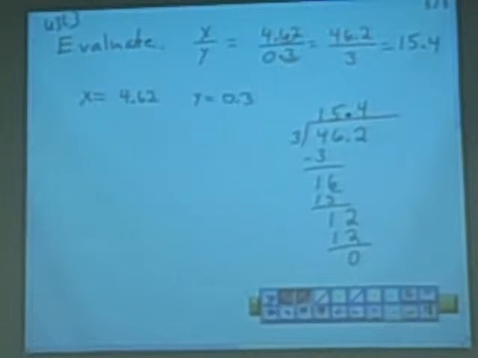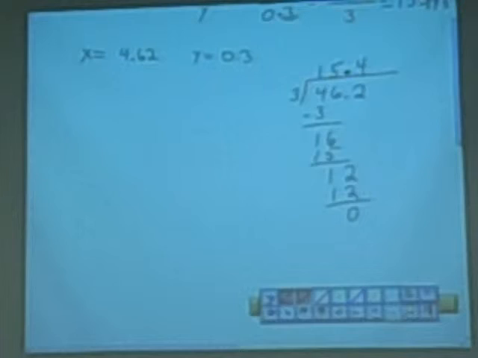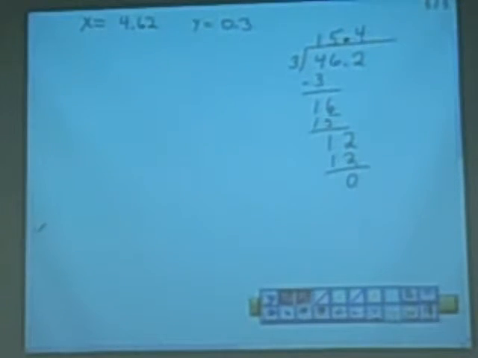Okay, this decimal terminates. So we know this one was not too long. It stopped just after the tenths place. Okay? And that's our answer.